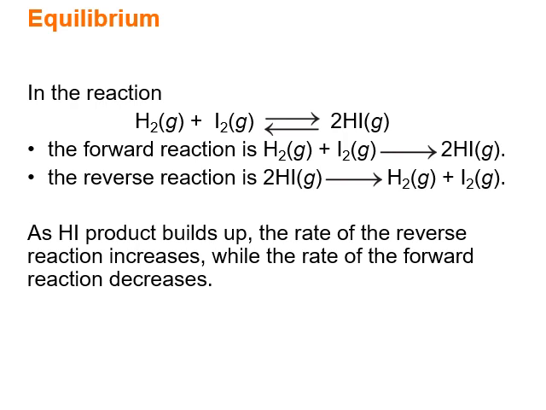So you could actually get the equilibrium to occur by either starting with hydrogen and iodine, or by starting with hydrogen iodide. As it mentions here, in the case of the forward reaction, as hydrogen iodide builds up, the rate of the reverse reaction increases while the rate of the forward reaction decreases.